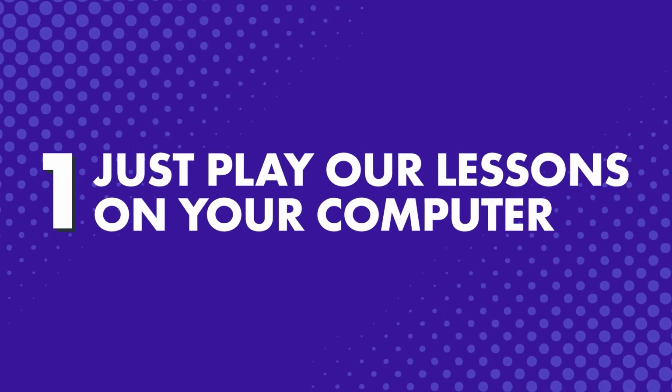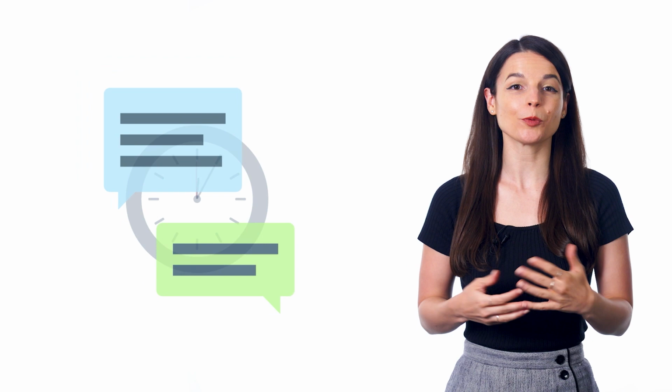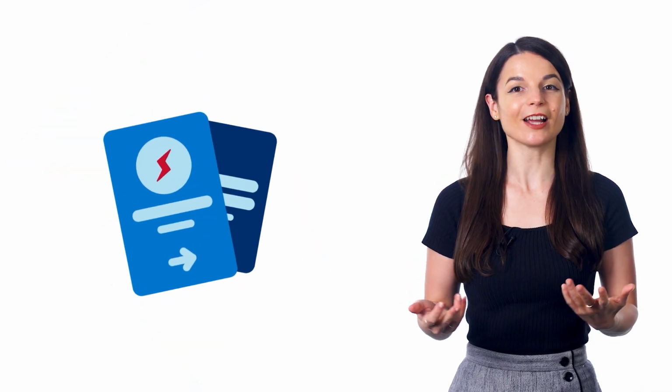Now, what are the 6 ways to learn from home? Let's jump in. 1. Just play our lessons on your computer. This is the most obvious way to start learning with our system. Just press play on a lesson and absorb native conversations in just a few minutes. All of our lessons are about 5 minutes long and teach you practical dialogues like introducing yourself, asking how someone is, and much more. Or you can use premium learning tools like flashcards to drill vocabulary.